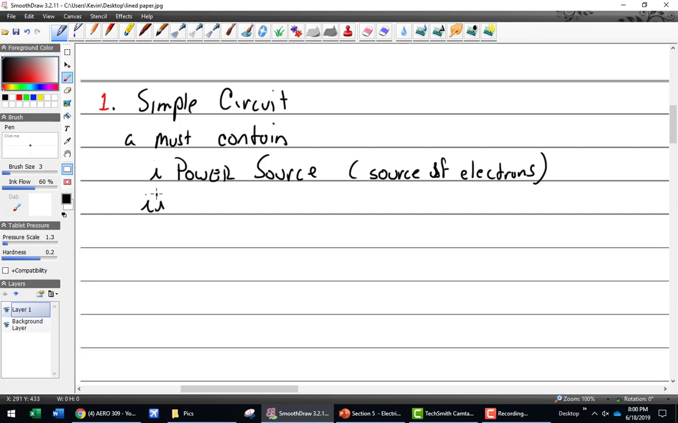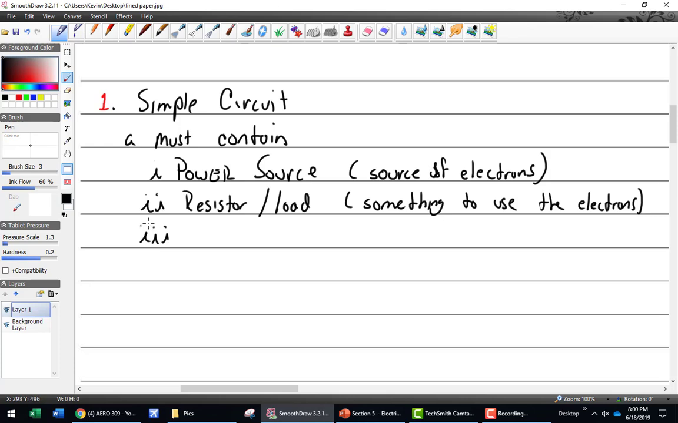What else? Resistor. A resistor, okay. A resistor or some sort of load, something to use the electrons. All right, I need something else here. Ooh, a path.